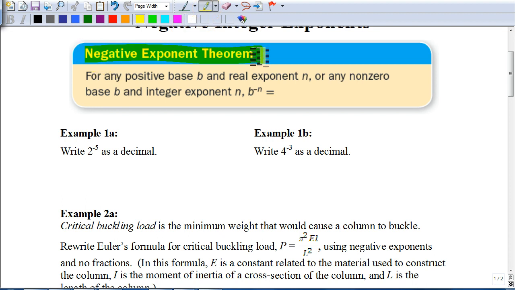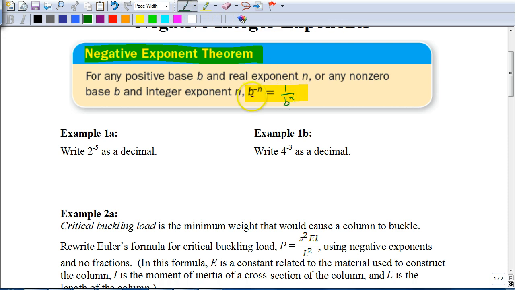It says for any positive base, remember we call the number sitting on the ground, or variable on the ground, the base, and real exponent n, or any non-zero base b and integer exponent n, b to the negative n power. Here's what's important from this box. b to the negative nth power is always going to be the same as 1 over b to the nth power.